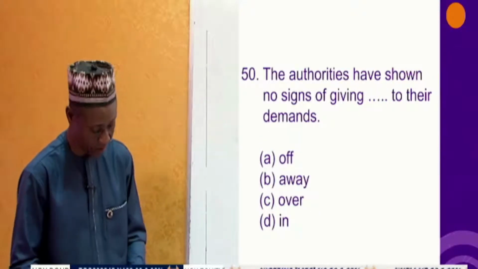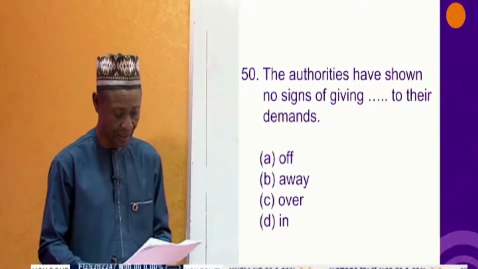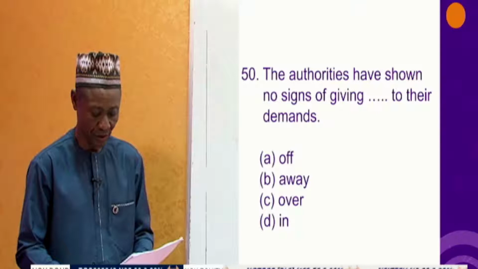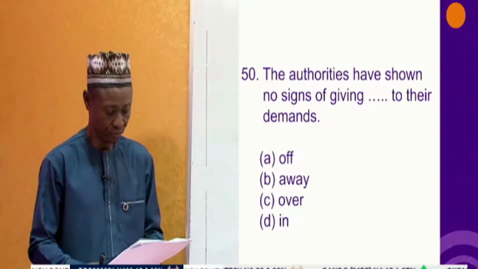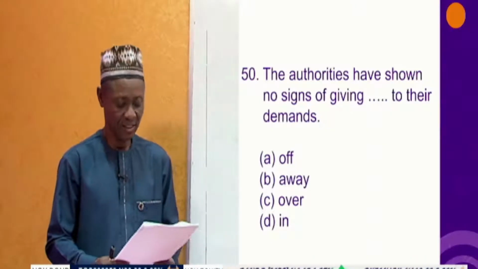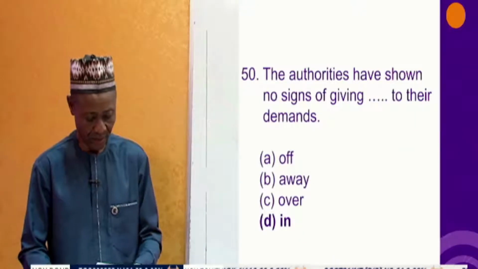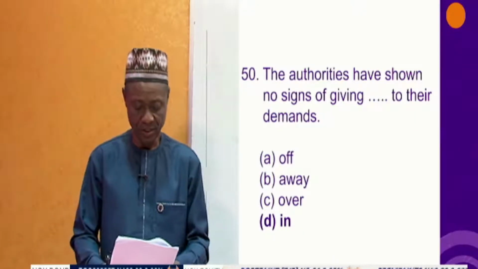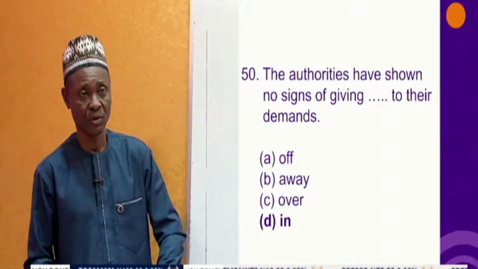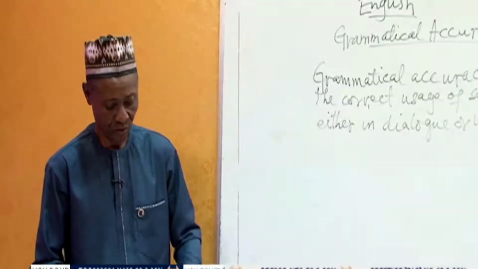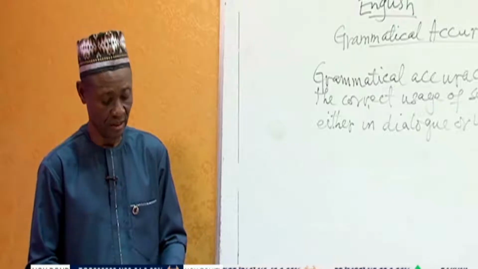This takes us to question number 50. The authorities have shown no signs of giving dash to their demands. The options are A, off, B, away, C, over, D, in. Appropriate answer is option D, which is in, that is giving in to their demands. And that question also derives from phrasal verbs. So the candidate should take note of the use of phrasal verbs in exams.